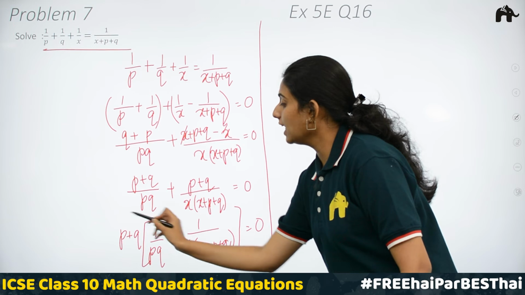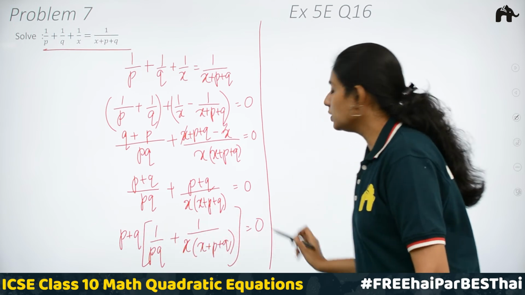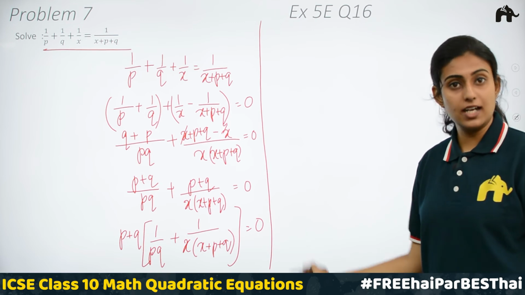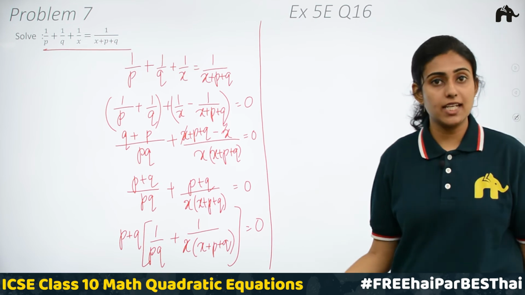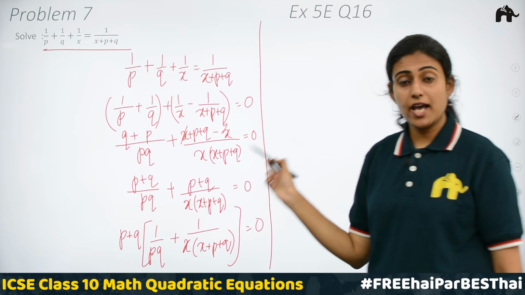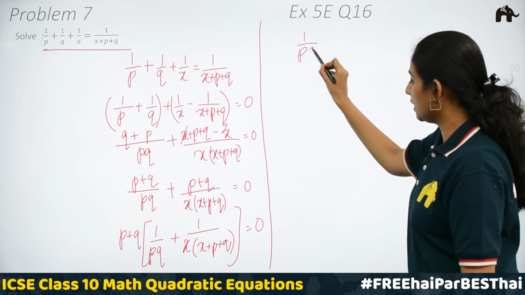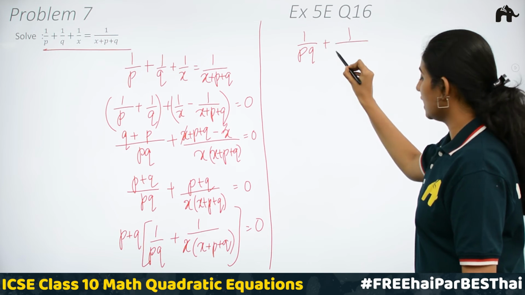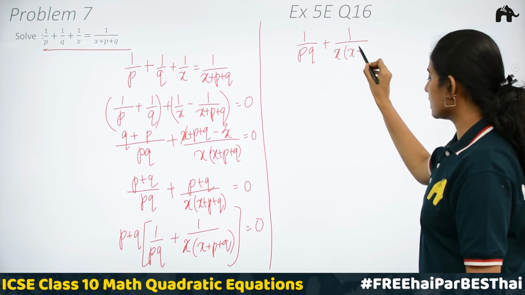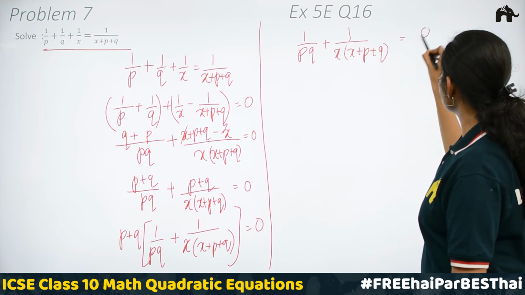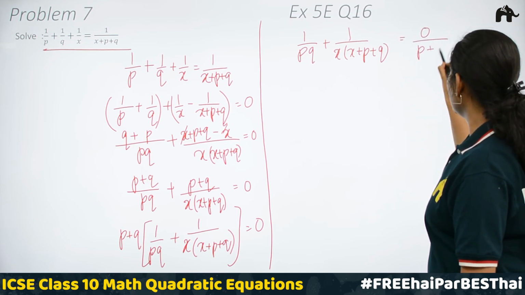Now, if I take this P plus Q to the opposite side, here it is multiplication, here it becomes division. 0 divided by any number is 0. The remaining terms are 1 by PQ plus 1 by X into X plus P plus Q is equal to 0 divided by P plus Q.